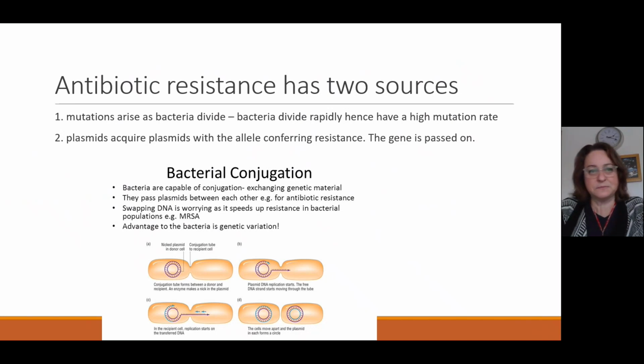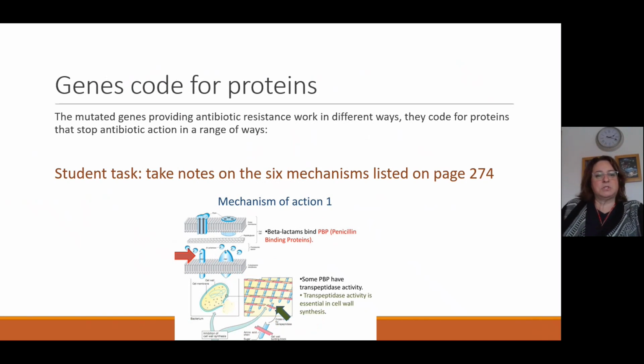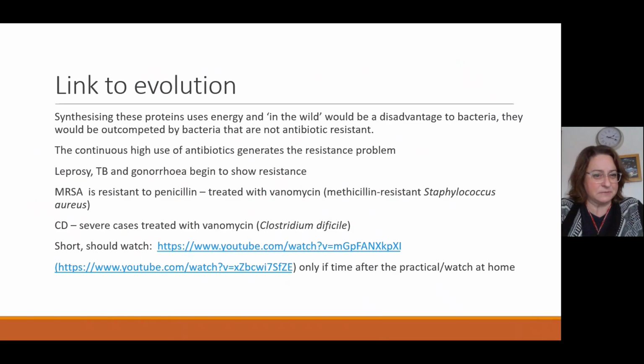Now, genes do code for proteins, you know that already. So if we have got some sort of way to cause antibiotic resistance, so either stopping the penicillin from binding, making your layers a bit more impermeable, finding ways of pumping the actual antibiotic back out of the cell, they're different mechanisms. And there are links to evolution as well.